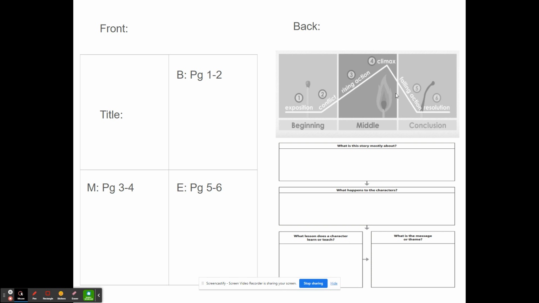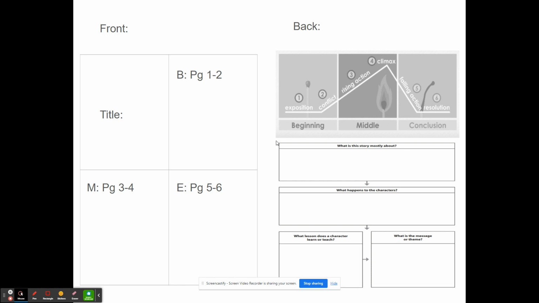The second activity is I want you to make a plot line. It doesn't have to be very long, and on the back side you'll notice I put the plot line that we've been using. So above the plot line you could write for number 1 the character, the setting. For the exposition, over number 2 you could write what the conflict was, and so on. So you will fill out a plot line for the story you read.